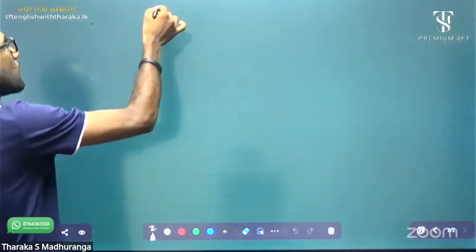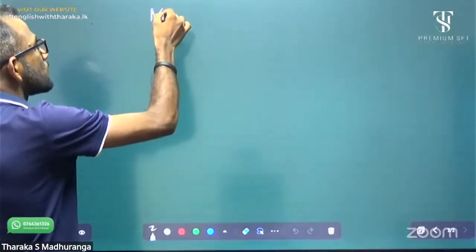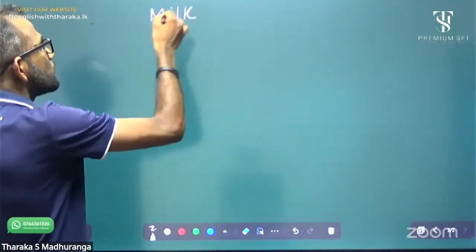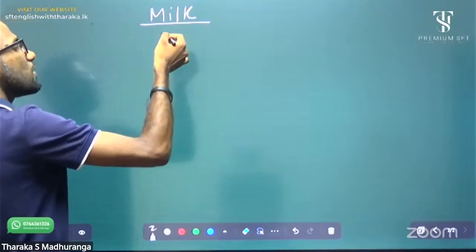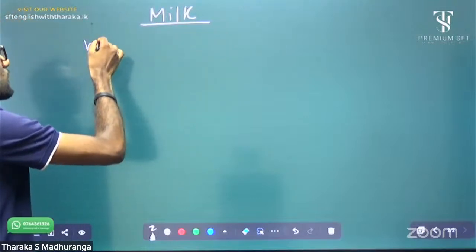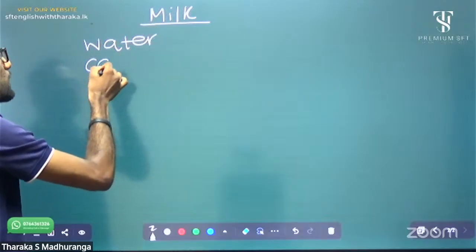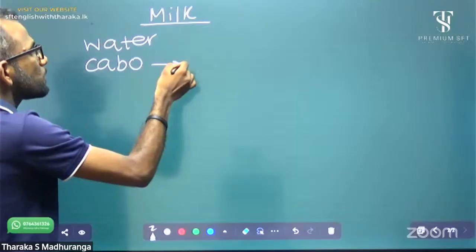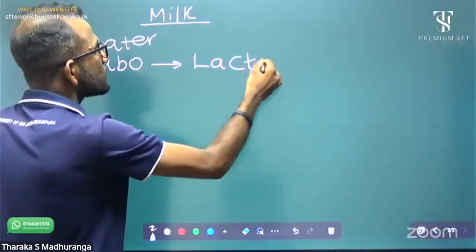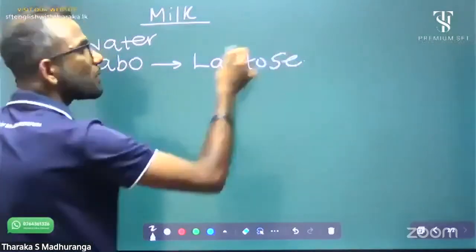Okay, you know fresh milk. Fresh milk is a good nutrition media. It contains lactose sugar, carbohydrates. Milk mainly contains water, and the water dissolves carbohydrates. The main carbohydrate type, remember, is lactose, right? Lactose is a disaccharide. Lactose is the main carbohydrate.